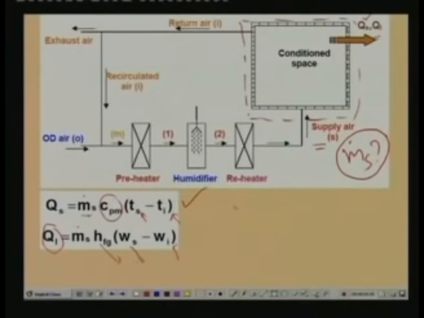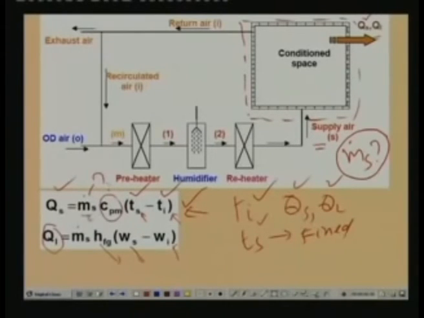Okay. Suppose I know Ti from our comfort criteria, Ti is known to me, okay, and Qs and QL are known from load calculations. I am also fixing Ts, let us say Ts is fixed based on certain criteria. Then in this equation this is known to me, this is known to me, this is known to me. So, I can find out what is the required mass flow rate.